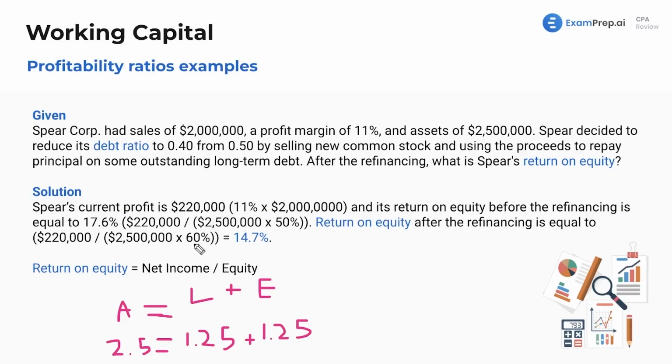So you could just use that same part of the equation, right? Same percentage, since equity is balancing out those assets. 60% of the 2.5 million is going to get us the denominator for equity, and we get a final answer of 14.7%. Isn't that great? Isn't that wonderful? I think it is.